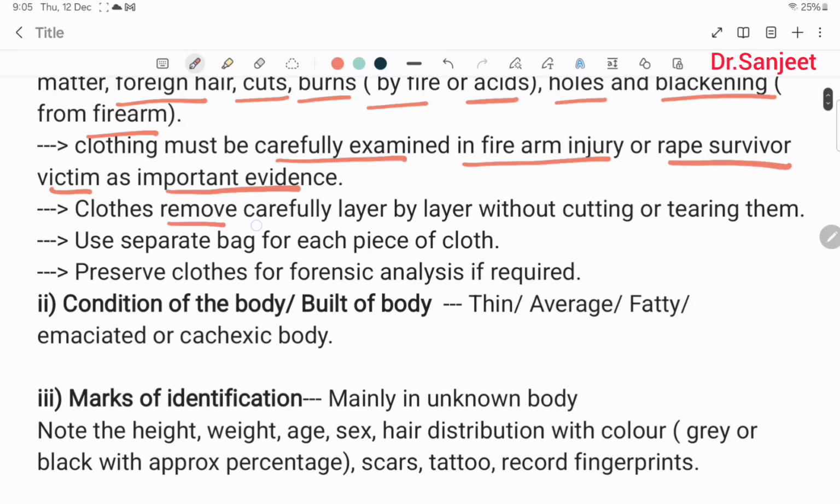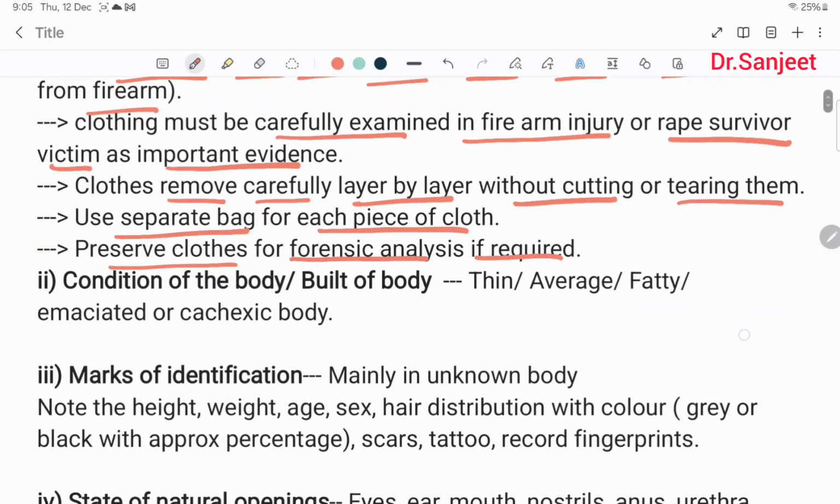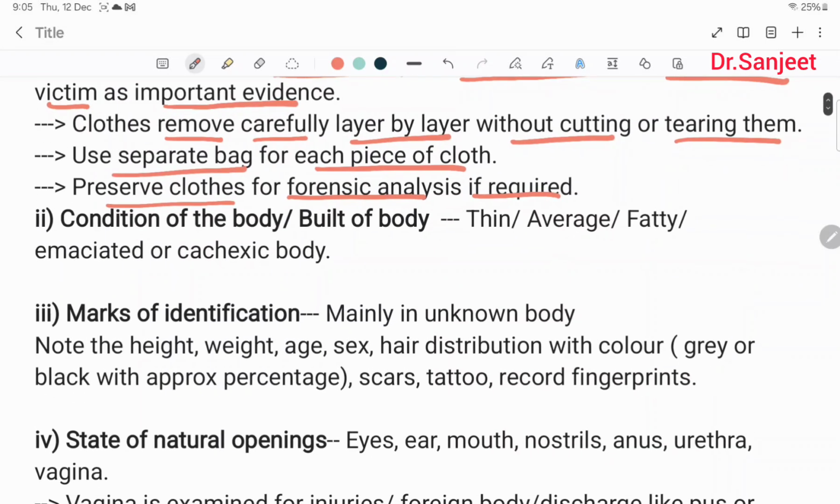Clothes are removed carefully layer by layer without cutting or tearing them. Use a separate bag for each piece of cloth. Preserve clothes for forensic analysis if required. Then condition of body or build of body: thin build, average build, fatty build, emaciated or cachexia body.